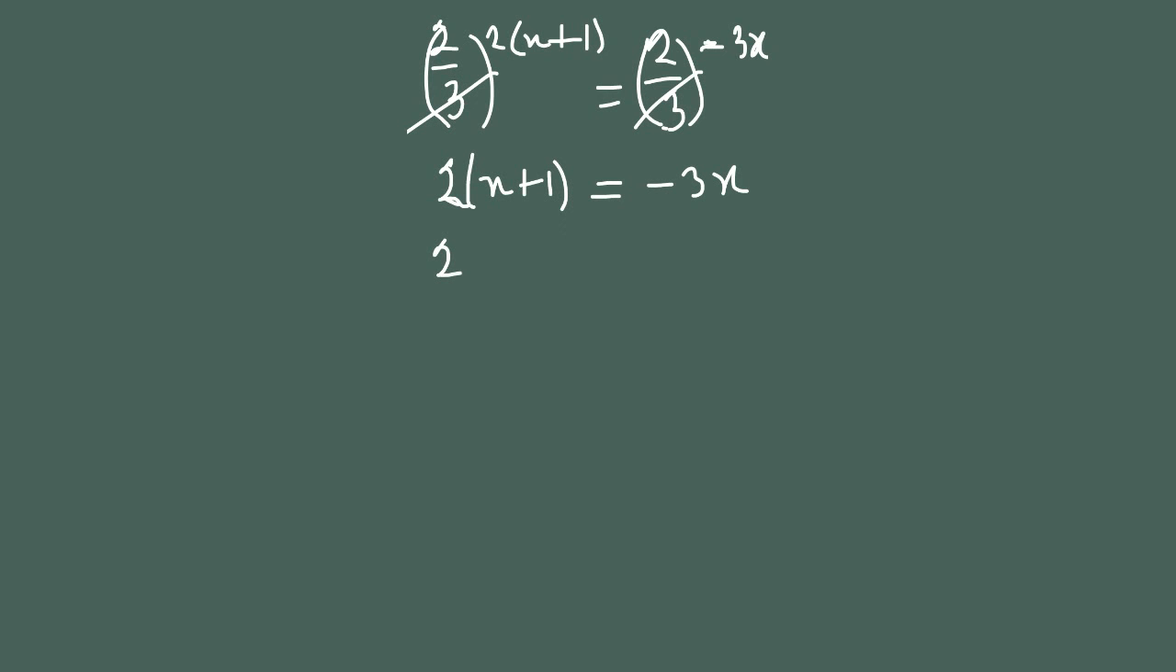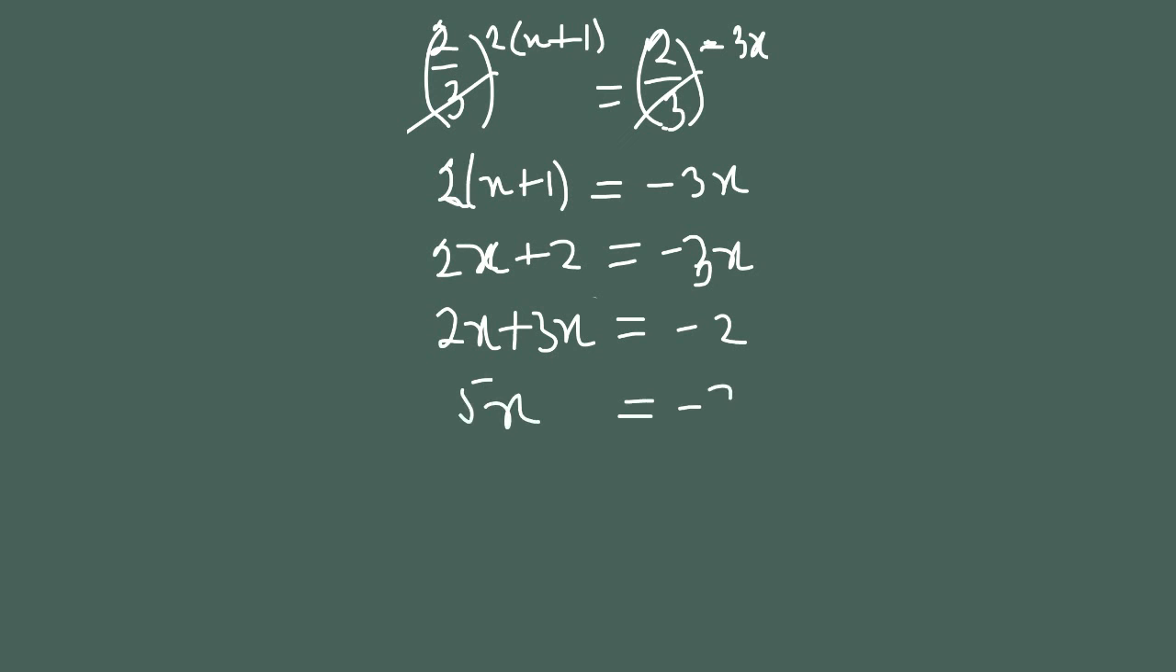Now solving for the value of x, we distribute the 2 over, we shall have 2x plus 2 is equal to negative 3x. And so we shall have 2x plus 3x. Let me write this properly. This will give us 2x plus 3x is equal to negative 2, and so we shall have 5x equal to negative 2.